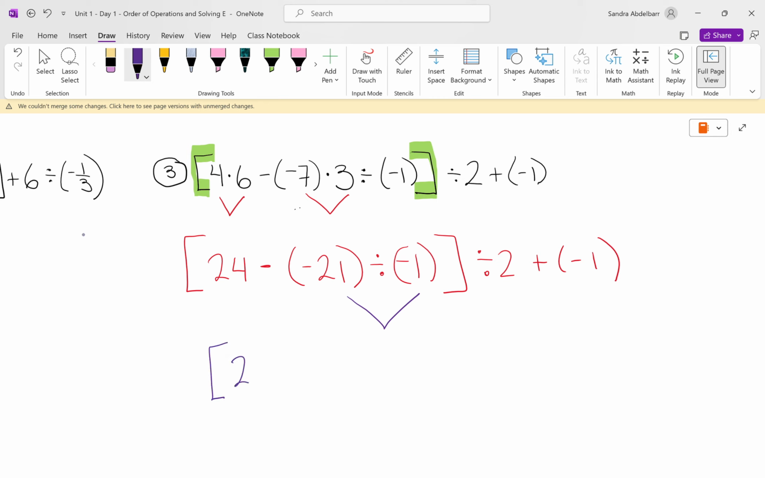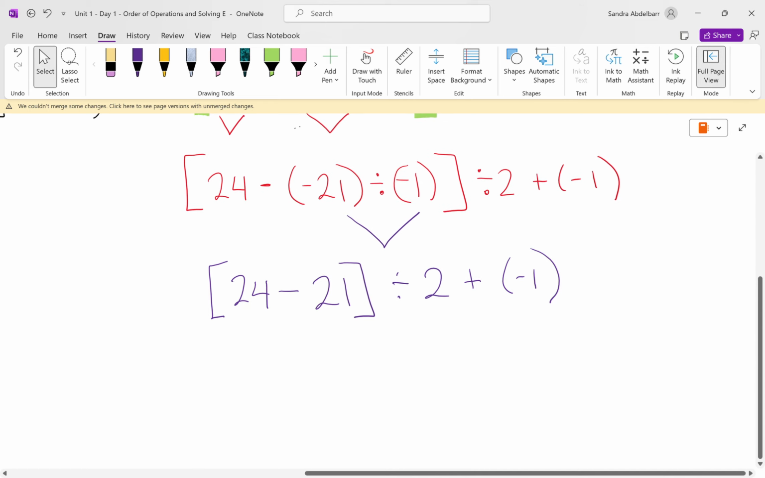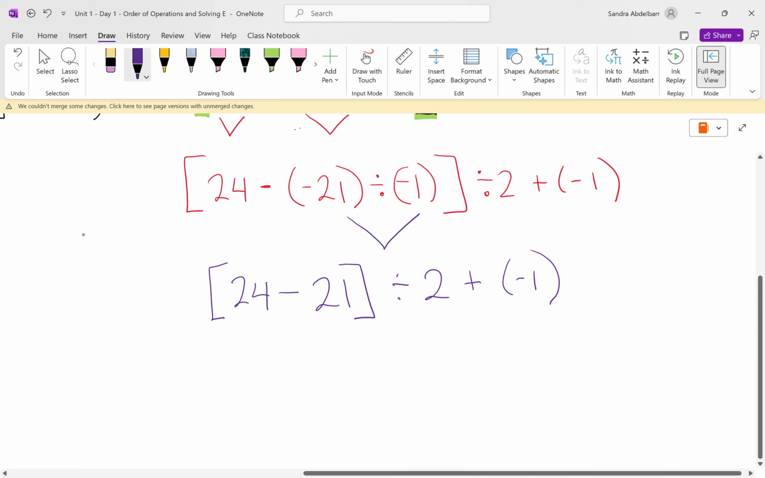So here we're going to have 24 minus -21 divided by -1. Double negative makes the positive. And then we're divided by 2 plus -1. All right, now let's keep going. So now we have 24 minus 21.